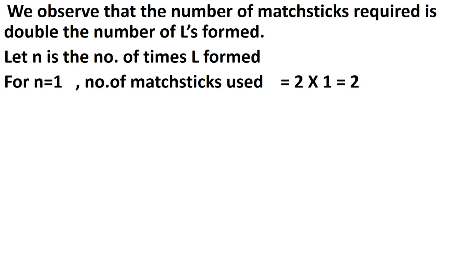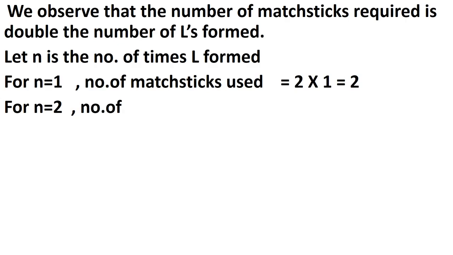I am explaining again, listen to me carefully. If n is the number of times we are making L, n is any number, let it be 1 now. For 1 time we are making L. So the number of matchsticks used: in 1L we said that 2 matchsticks are used. So 2 multiplied by 1. This 1 is the number of times we are making L. So 2 multiplied by 1 equal to 2.